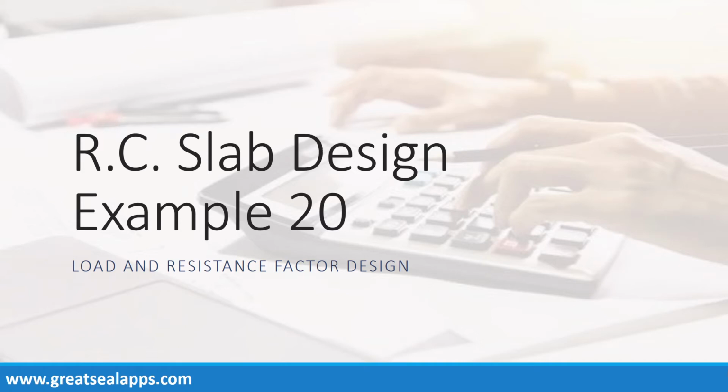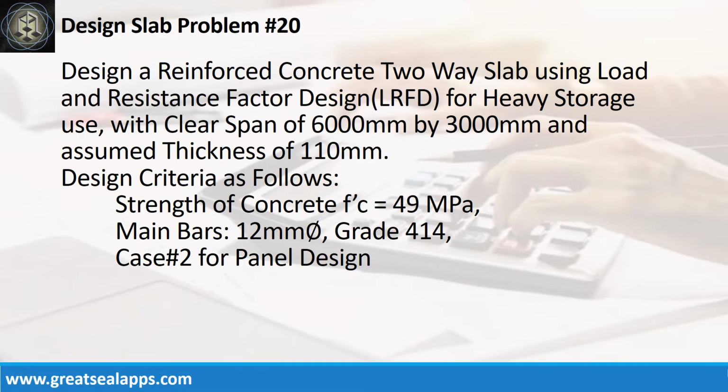Welcome back. In this video, we are going to solve a structural design problem that involves a two-way slab design using LRFD method based on eStructural Design Zen found on the App Store. Design a reinforced concrete two-way slab using load and resistance factor design for heavy storage use with clear span of 6,000 mm by 3,000 mm and assumed thickness of 110 mm.